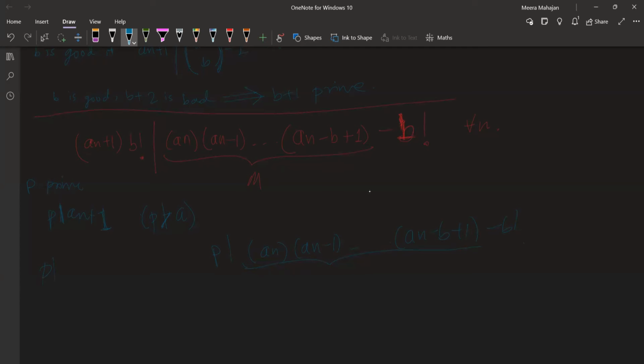The term just before this, the number just before an plus 1 divisible by P, would be an plus 1 minus P. And this would be divisible by P if and only if an plus 1 minus P is there in the sequence, which can happen only when B is at most P. So if B is at most P, then you get P divides B factorial.